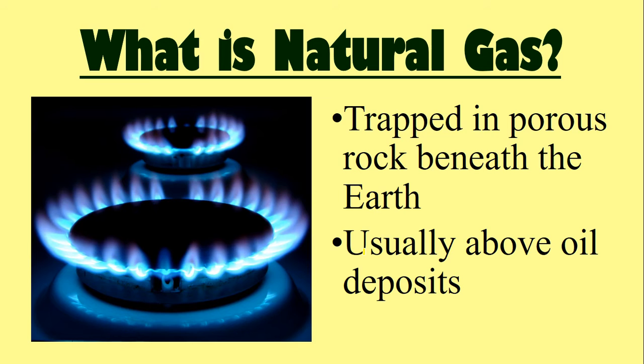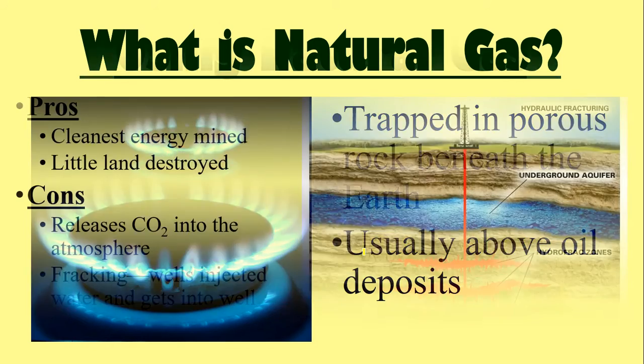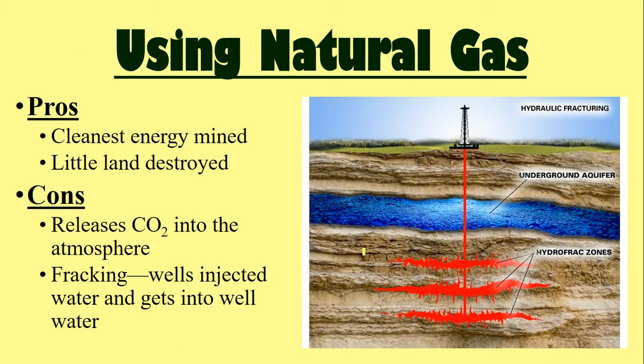What is natural gas? Natural gas is trapped in the porous rocks beneath the earth, and it's usually right above an oil deposit. Now, using it, pros and cons: it is one of the cleanest energies that we can mine. That means that we can extract it out of the earth, and there's little land destroyed when we mine it. The problem is that it does release CO2 into the atmosphere when we burn it. And fracking is one of the ways that we get it.